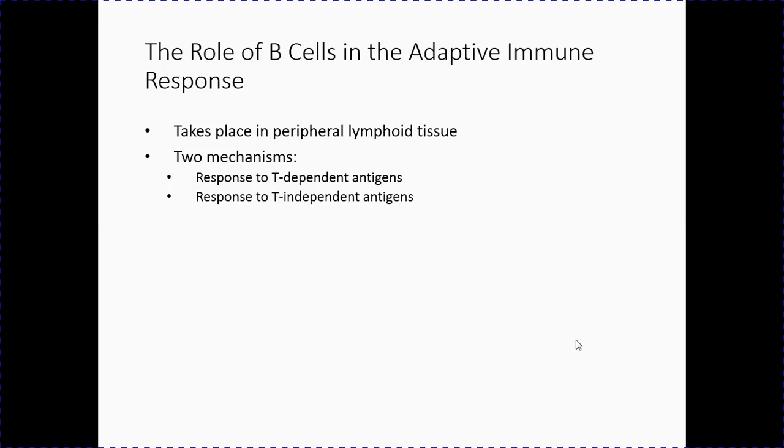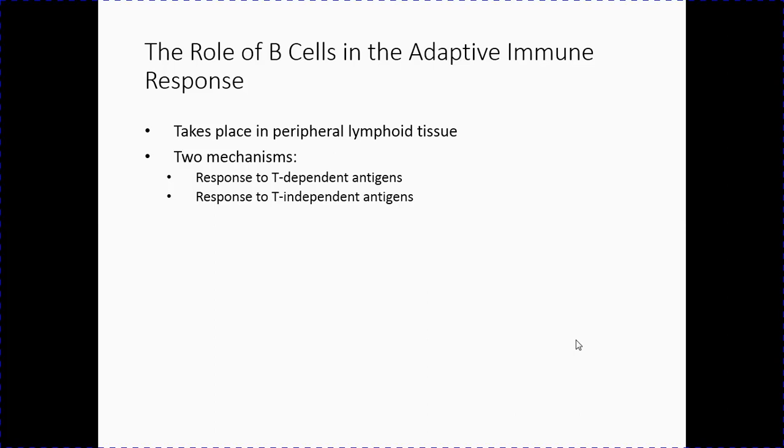All right. And then the role of B cells. So we understand, and we've seen a lot of the discussion about T helper cells. We understand and have seen the action of cytotoxic T cells. So how do B cells work in the adaptive immune system?